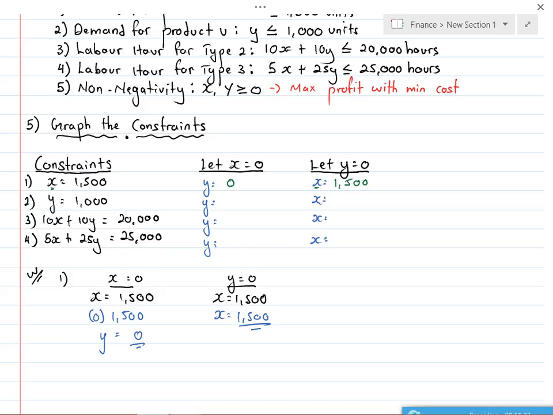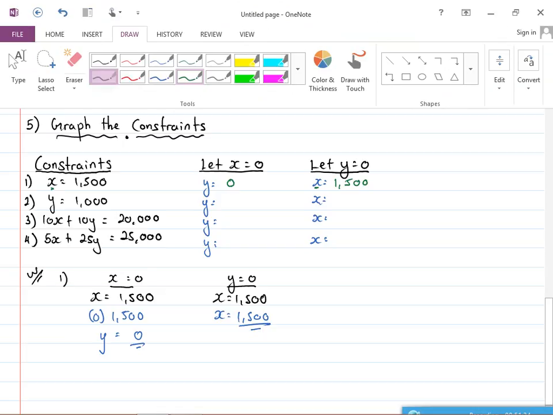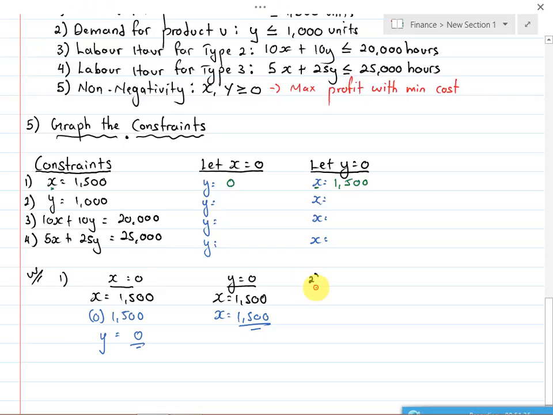Very good. Cool. Next. Y equals to 1000. So how are you going to do it? Working number 2. Also straightforward, yeah? Don't get confused, yeah?